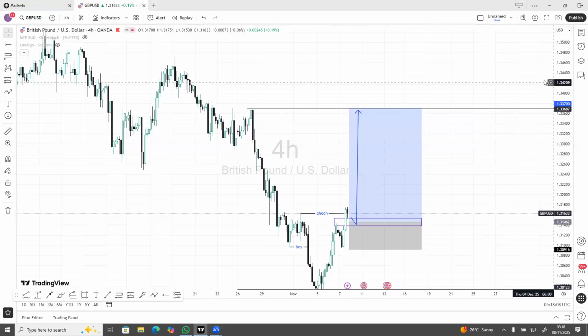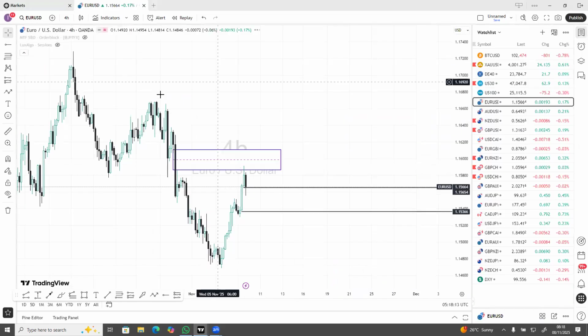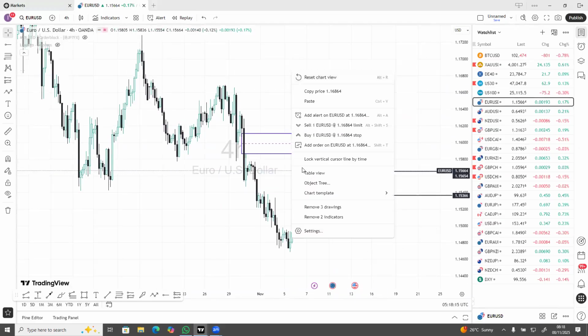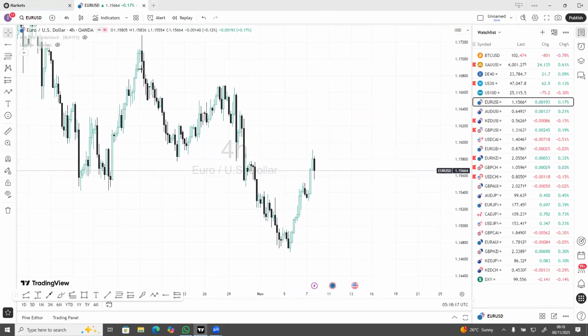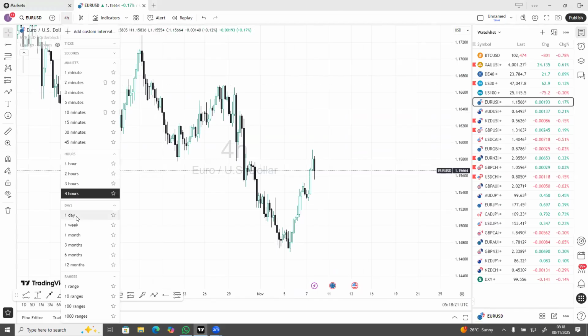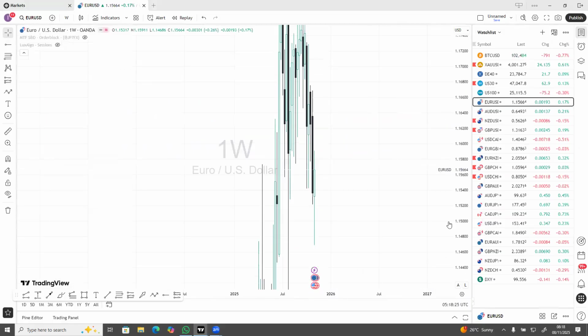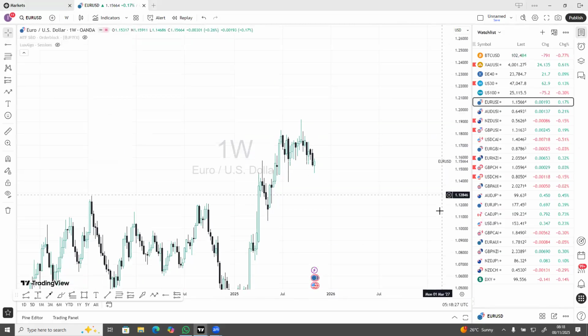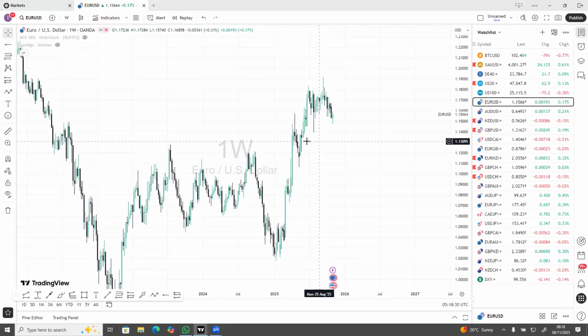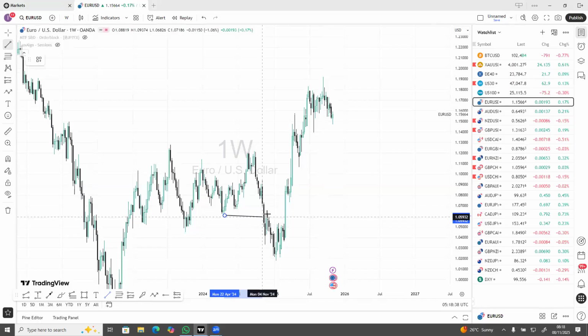Another pair you can see is Euro USD. Euro USD can also start with the daily time frame to see what is going on, or on the weekly time frame. On the weekly time frame, Euro also created a market structure like that. You can see below here, there is a liquidity sweep created over here.